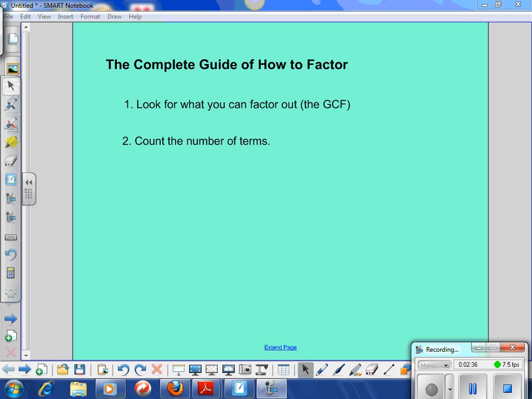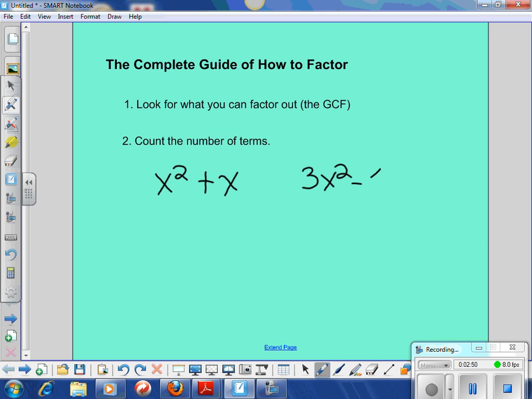The next step is easy enough. It's count the number of terms. So this has 2 terms. This problem has 3 terms, and so on. It's the number of terms. That's your next step. Just count how many there are, and that will tell you where you go.